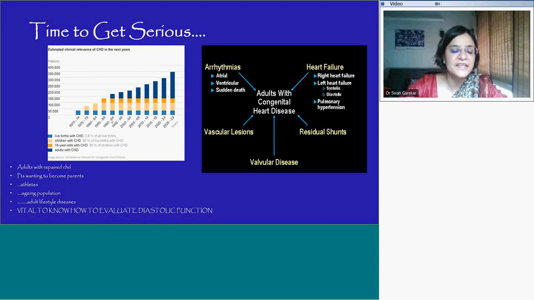So look here in the 1990-94 column. The adult population is a minority, and where we are now, the adult population is the majority. It's going to become even more so. So what it implies for us is that we will be having to deal with adults whether we like it or not, and adults with CHD are an issue altogether. A big problem with them is also heart failure, and failure obviously means systolic and diastolic failure. So we have to know how to evaluate diastolic function.